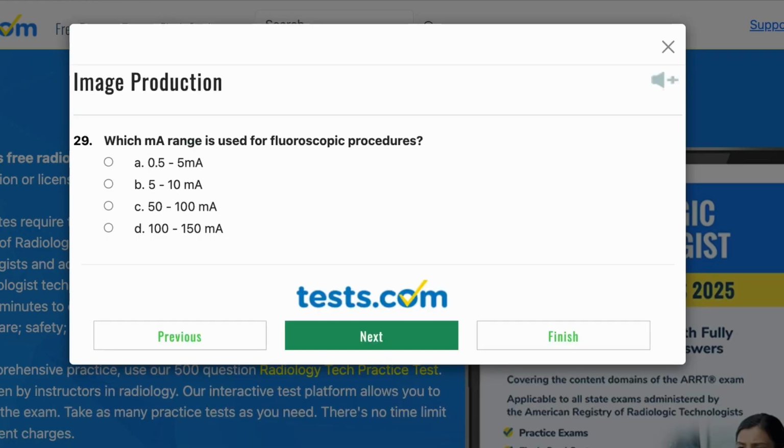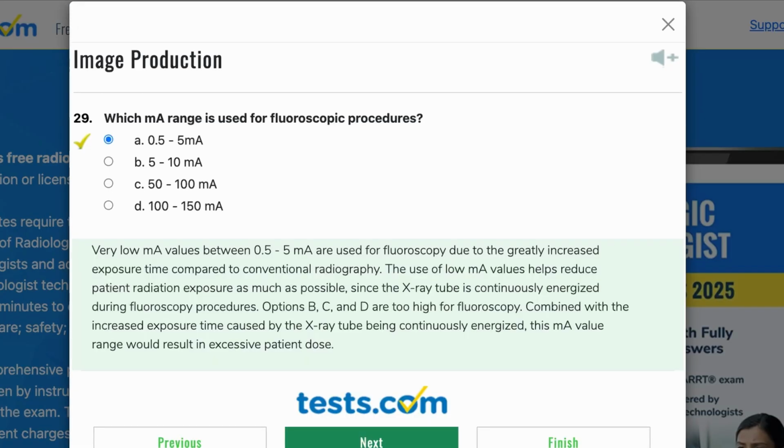Question 29. Which MA range is used for fluoroscopic procedures? A. 0.5 to 5 MA. B. 5 to 10 MA. C. 50 to 100 MA. D. 100 to 150 MA. A. 0.5 to 5 MA.